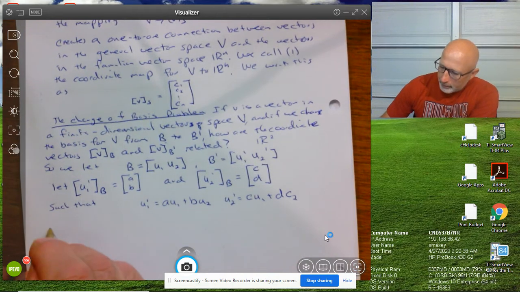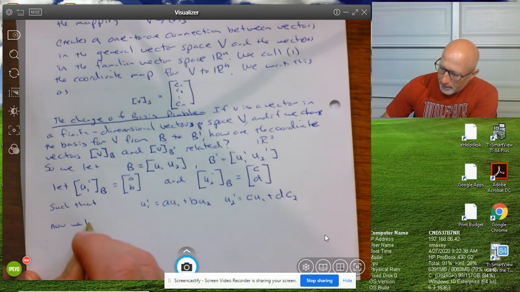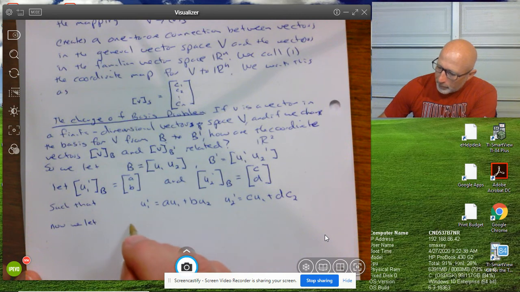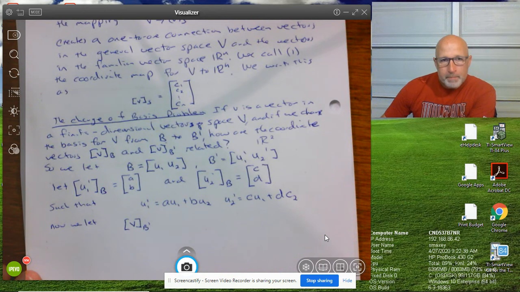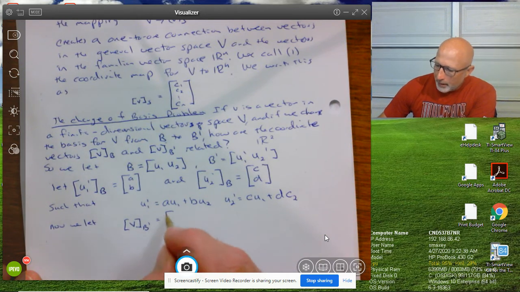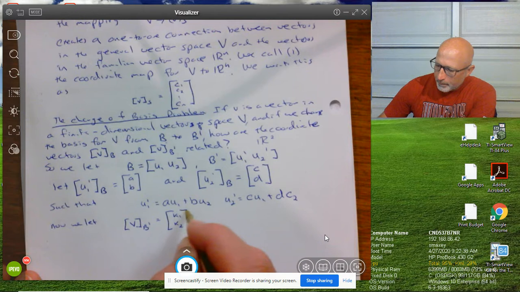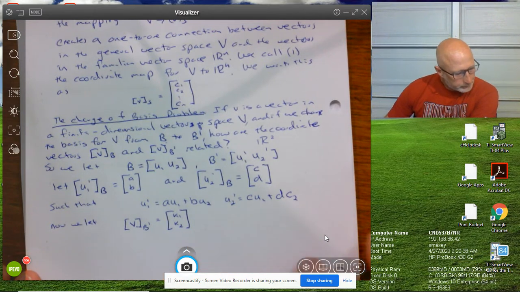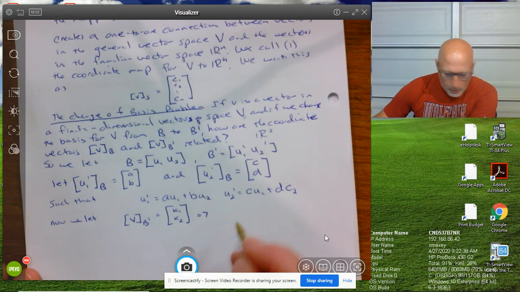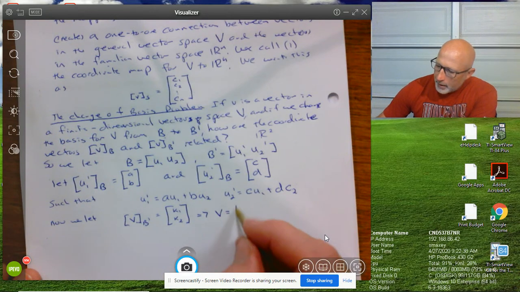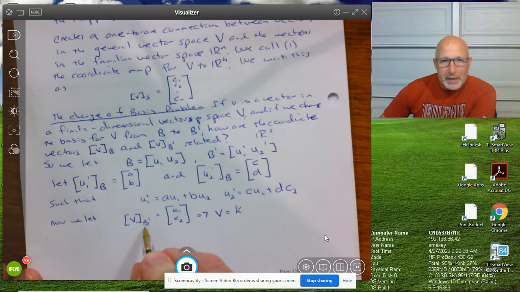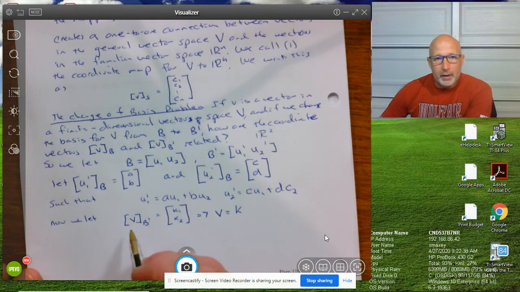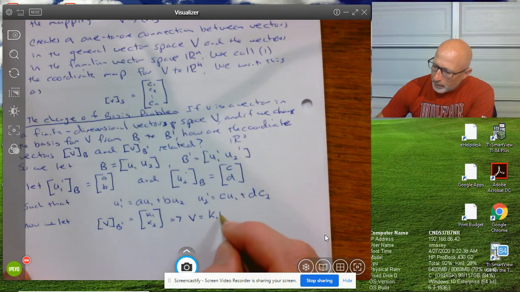Now, what about the vector V under the basis B prime? I'm going to simply label that K1, K2. So what I know then is V can be written as a linear combination of these because we're under basis B prime. So I'm dealing with U1 prime and U2 prime. So this is going to be K1 U1 prime plus K2 U2 prime.